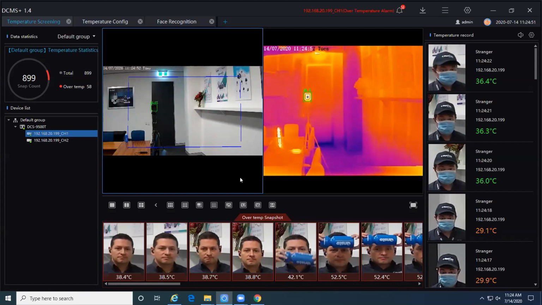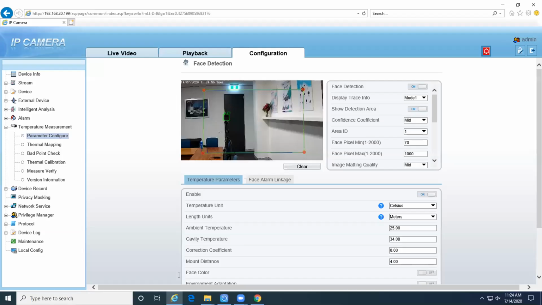And that's what I wanted to show you now. So first of all, when you're setting up the camera, let me switch to the camera configuration. There is a section here for temperature measurement. If you go into parameter configuration, we can specify the area where we want the camera to look for the temperature and look for faces.